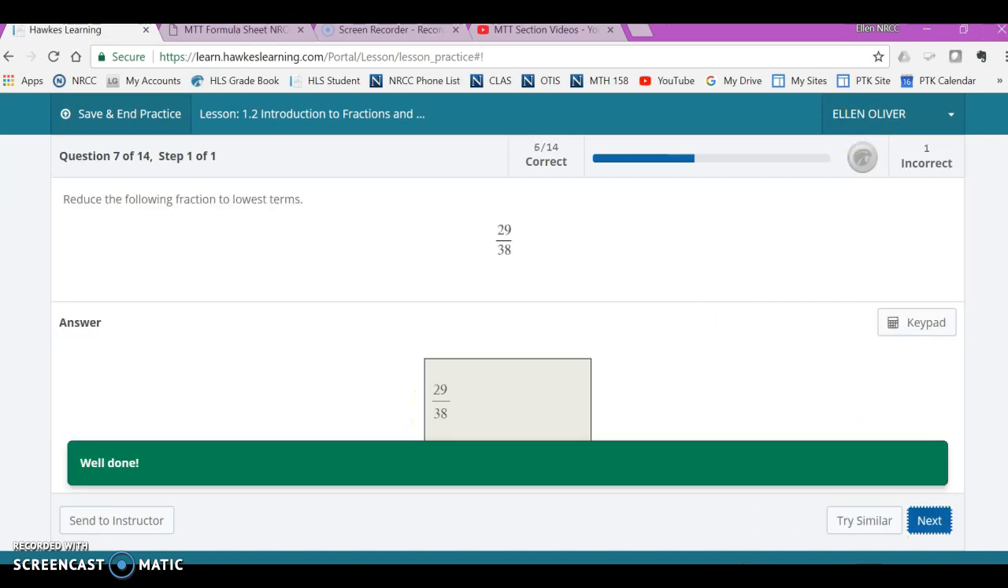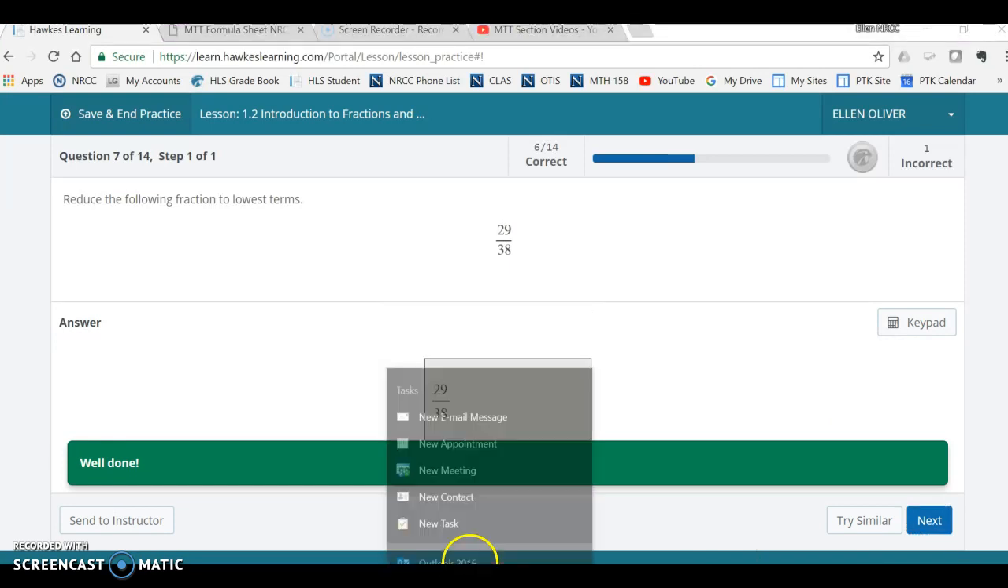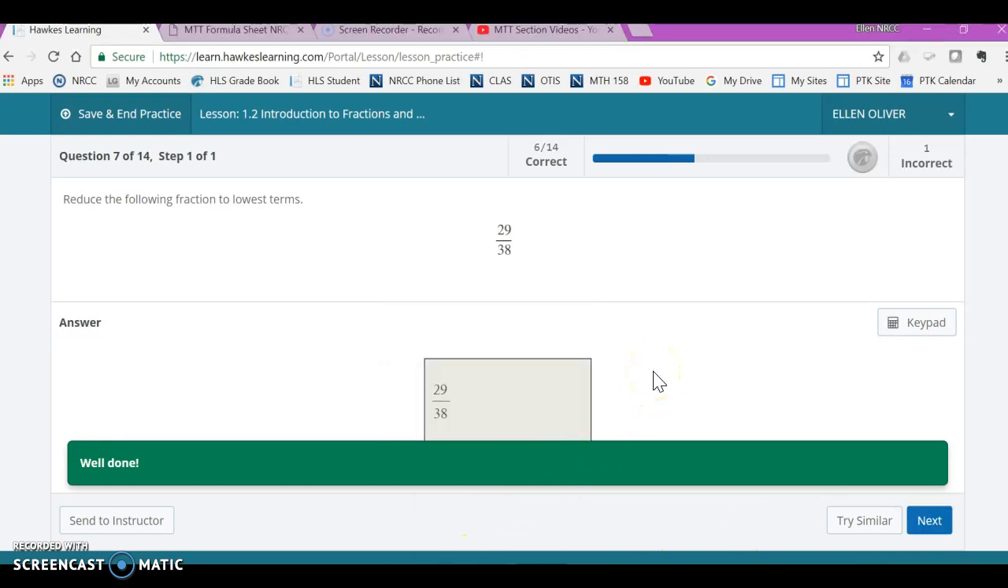I'm going to turn off my email program so my emails don't pop up and distract us anymore.